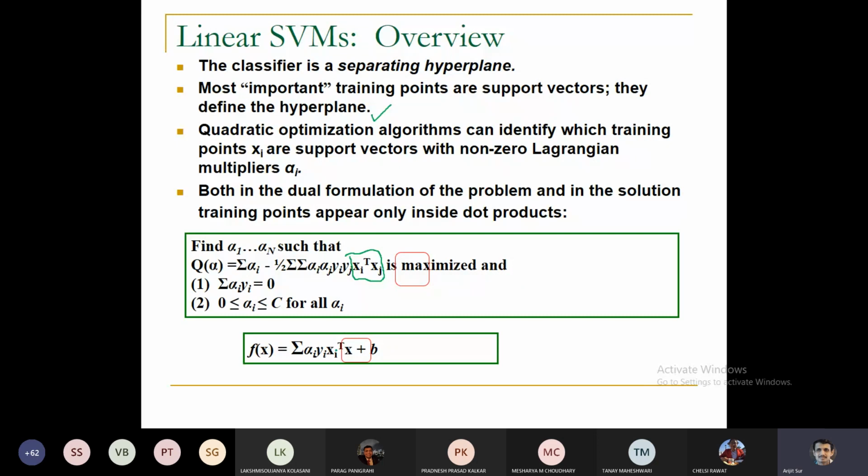This should be maximized. And here, this is a bit misplaced, but this should be the most important. So this is the overall picture of linear SVM. If you have any questions, you can ask. Otherwise, we'll go to the next part.